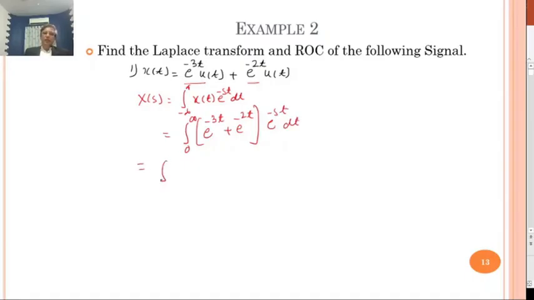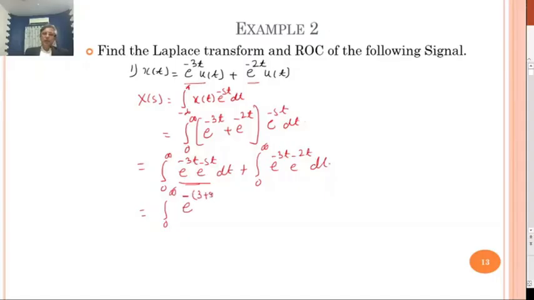We will separate this out: 0 to infinity e raised to minus 3t e raised to minus st dt plus second term, 0 to infinity e raised to minus 2t e raised to minus st dt. Here this is 0 to infinity e raised to minus 3 plus s t dt plus 0 to infinity e raised to minus 2 plus s t dt.